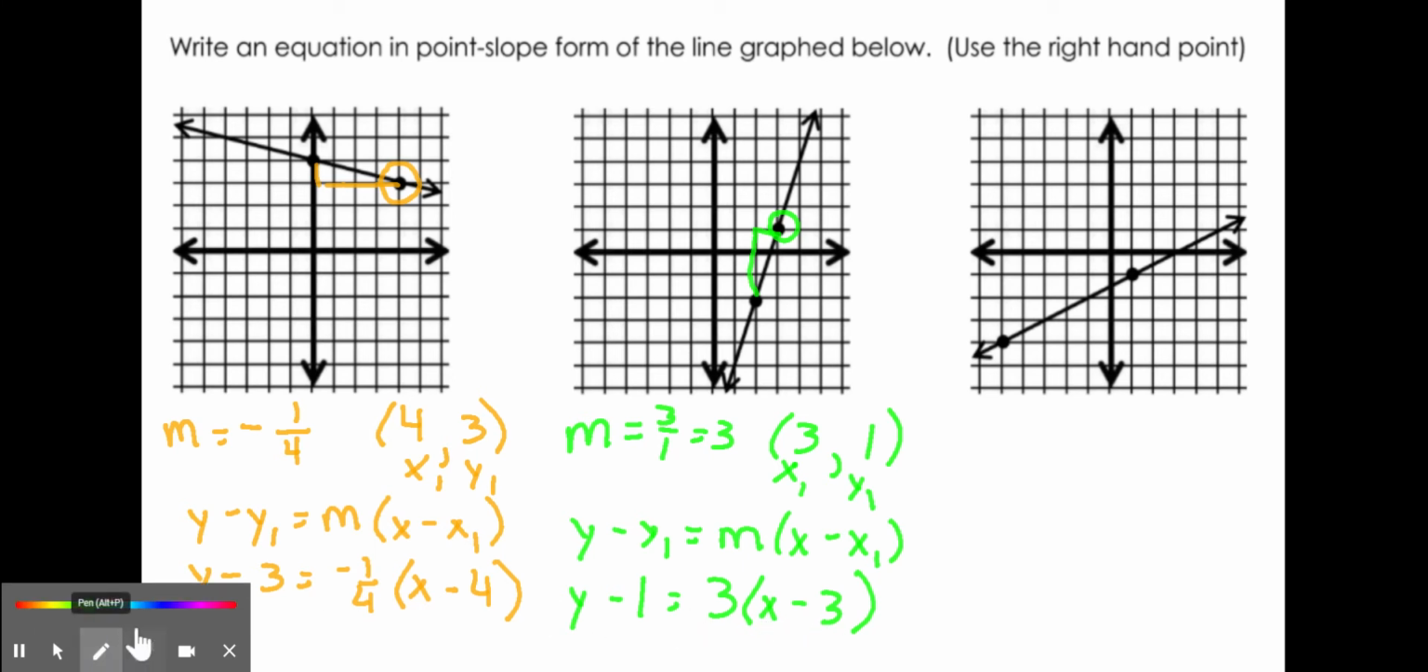Okay, we're ready to do the last one over here. So I have a line. This one, notice the y-intercept is between two integers, right? So I don't know exactly what that y-intercept is. So writing this one in slope-intercept form would also be a little difficult. So the first thing I want you to do is tell me what the slope of this line is.